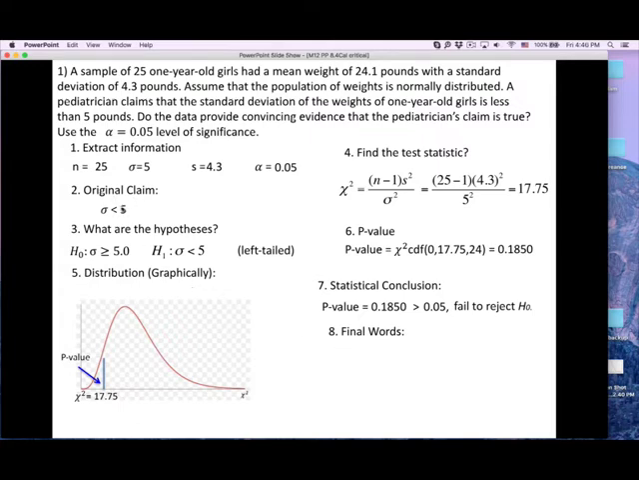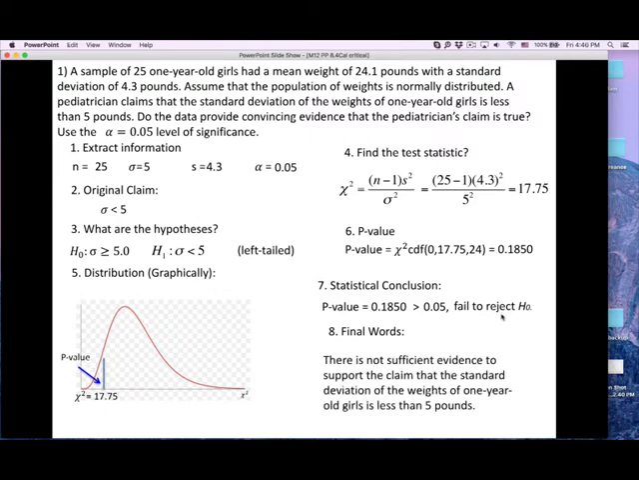The original claim statement is the same as the alternate one, right? So it is either number 3 or number 4 conclusion. Then you have a fail to reject, so that will be the number 4 conclusion. That's not sufficient evidence to support the claim that, and then copy the claim statement from here: the standard deviation of the weight of 1-year-old girls is less than 5 pounds.